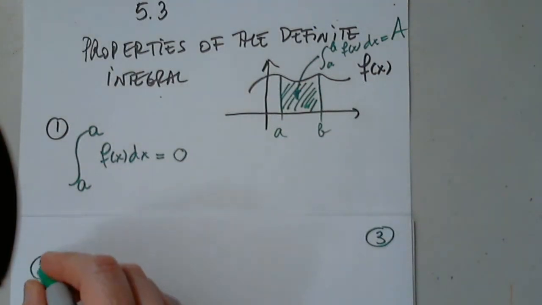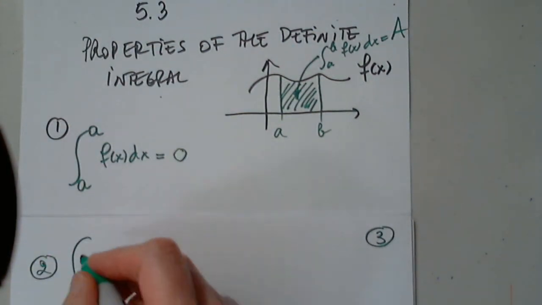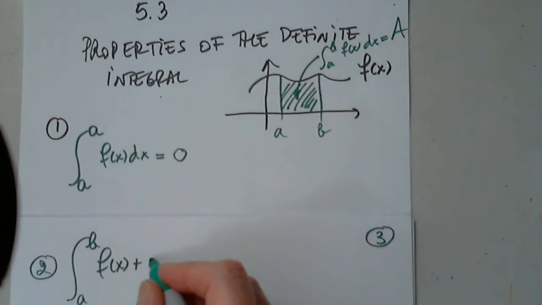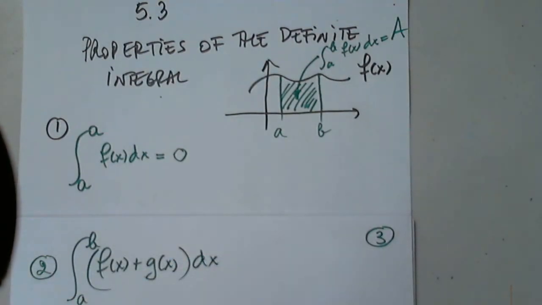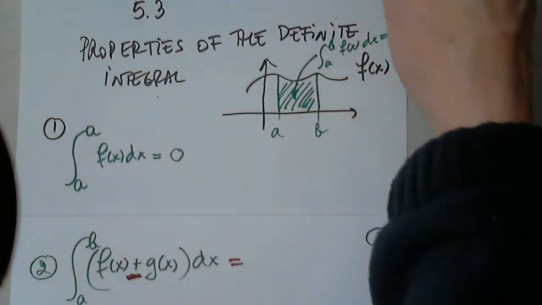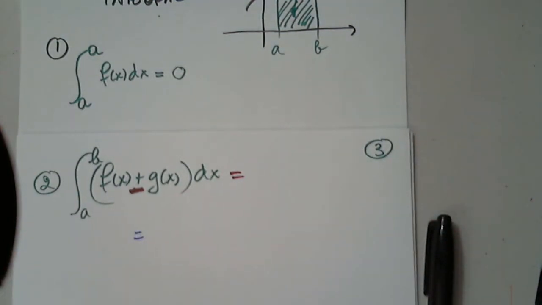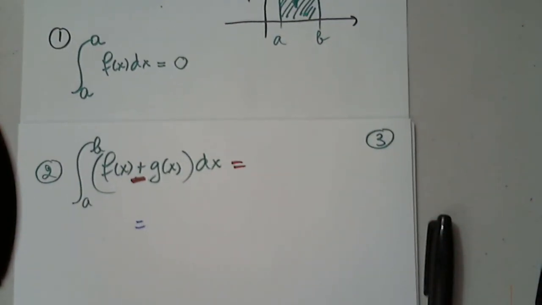Number 2. You're going to like this one. It's the same as two other properties that we looked at. The integral of f of x plus g of x dx. And of course, if I have minus here, what do you think, a wild guess? We had the same property for limits. We had the same property for differentiation. So this is exactly the same thing. And we had the same property for the summation notation.